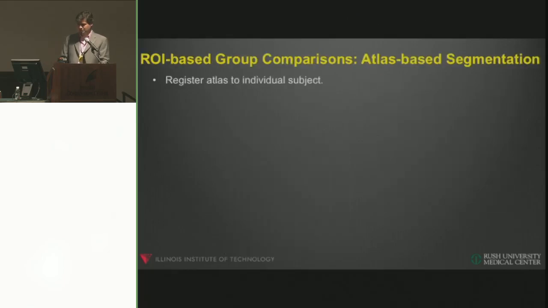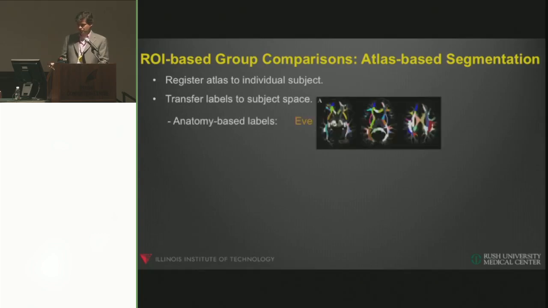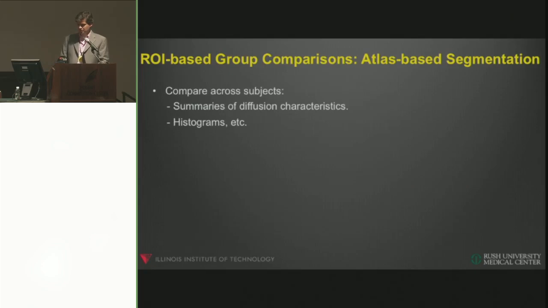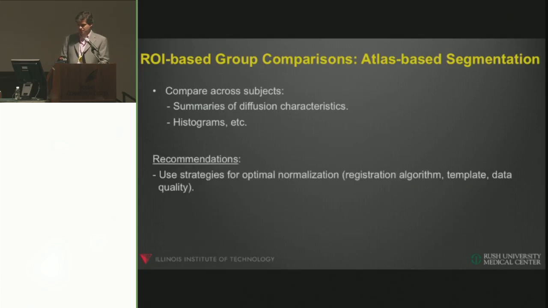Now, in terms of atlas-based segmentation, if you want to extract certain structures from the brain, you first register the atlas to the individual subject, you transfer the labels to the subject space, and then you can use either anatomy-based labels, like from the EVE atlas, or probabilistic connectivity-based labels, like the ones shown here. But the main problem with atlas-based segmentation is that it's sensitive to misregistration.